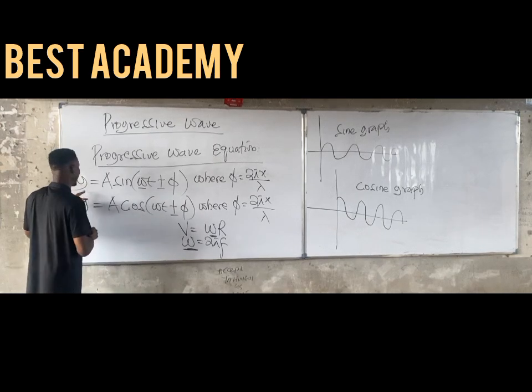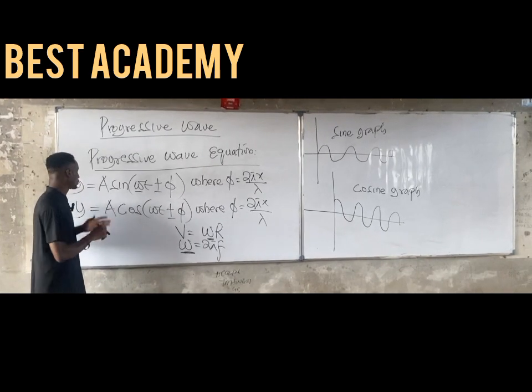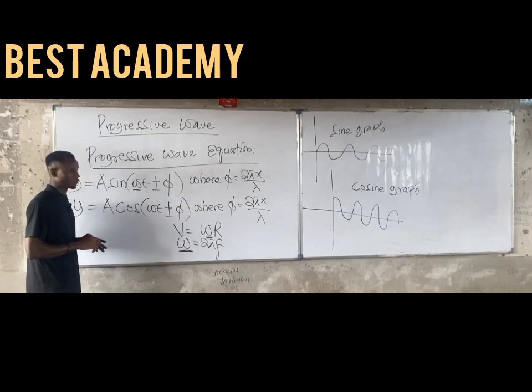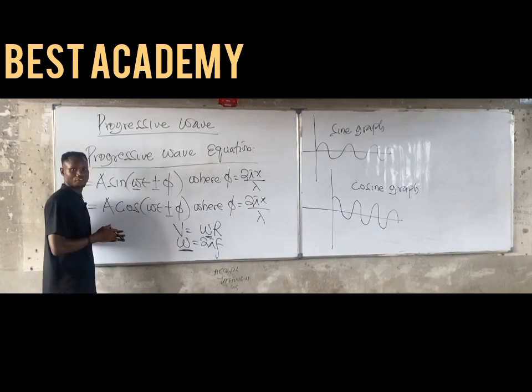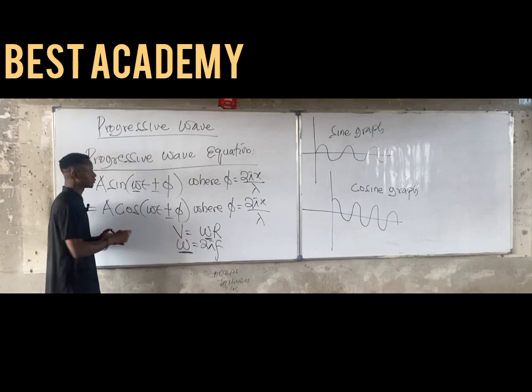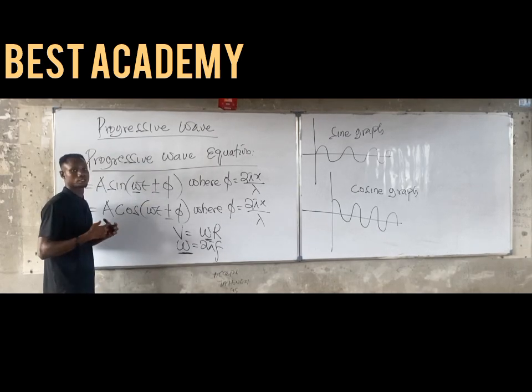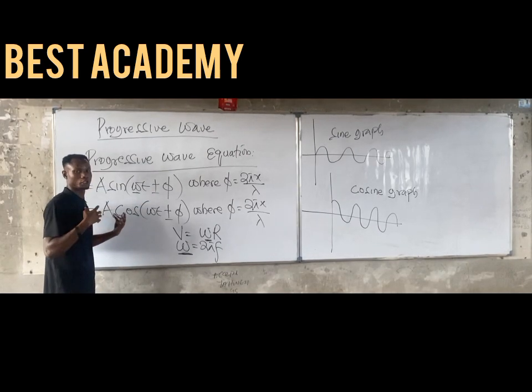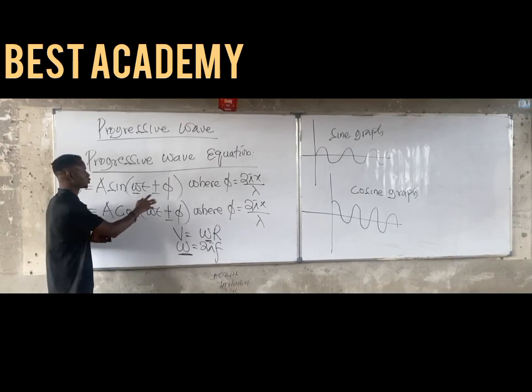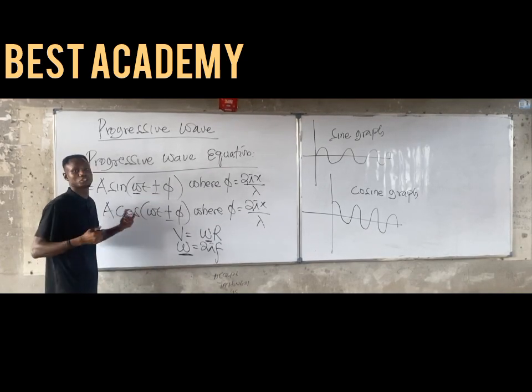We say that this y is displacement. We say that this a is amplitude, of course. So that this omega is angular frequency. This t here is time. Now plus or minus depends on the sign given to you in the equation. Please take note. But when this is said to be plus, what does it mean in terms of wave?